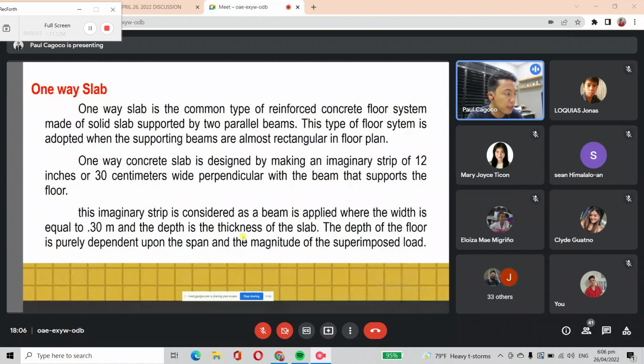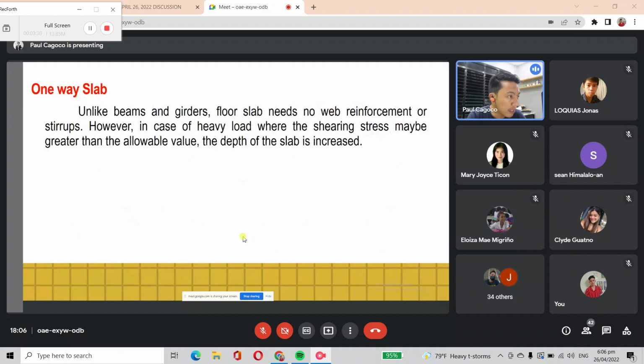One-way concrete slab is designed by making an imaginary strip of 12 inches or 30 centimeters wide perpendicular with the beam that supports the floor. So upon investigating that it's a one-way concrete slab, you have to put an imaginary line of 30 centimeters wide perpendicular with the beam that supports the floor. This imaginary strip is considered as a beam where the width is equal to 0.30 meters and the depth is the thickness of the slab. The depth of the floor is purely dependent upon the span and the magnitude of the superimposed load.